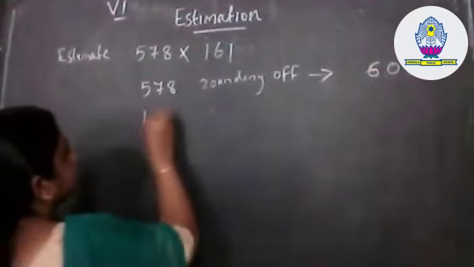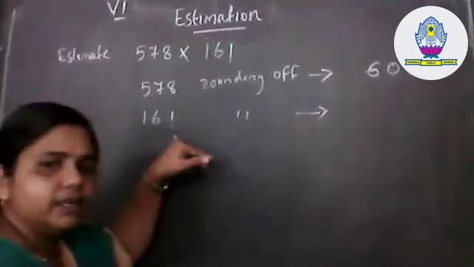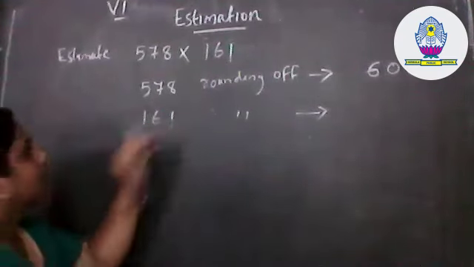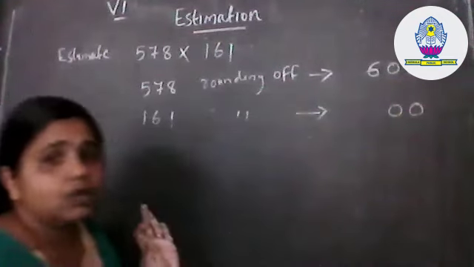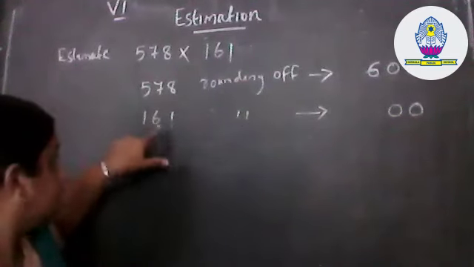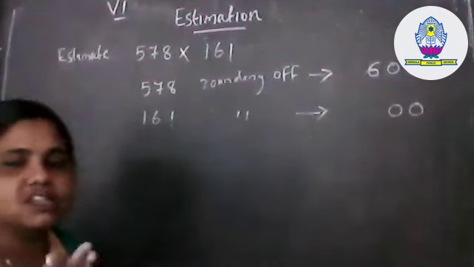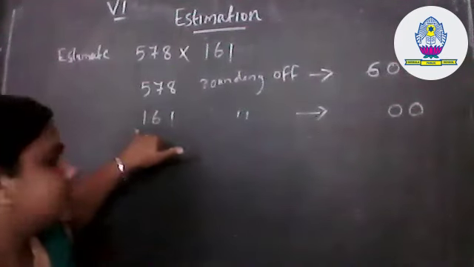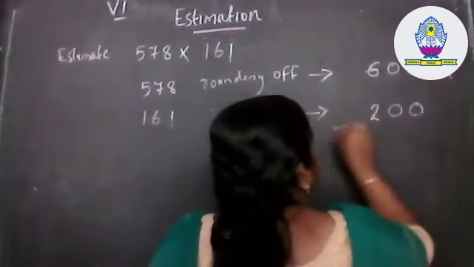The next one, 161, rounding off to the nearest 100. Here the digit in the tens place is 6, which is greater than 5. So the last 2 digits become 0, and the digit in the hundreds place is increased by 1. If the tens digit is greater than or equal to 5, then the digit in the hundreds place is increased by 1. That is 1 is increased to 2. So we multiply these two numbers.